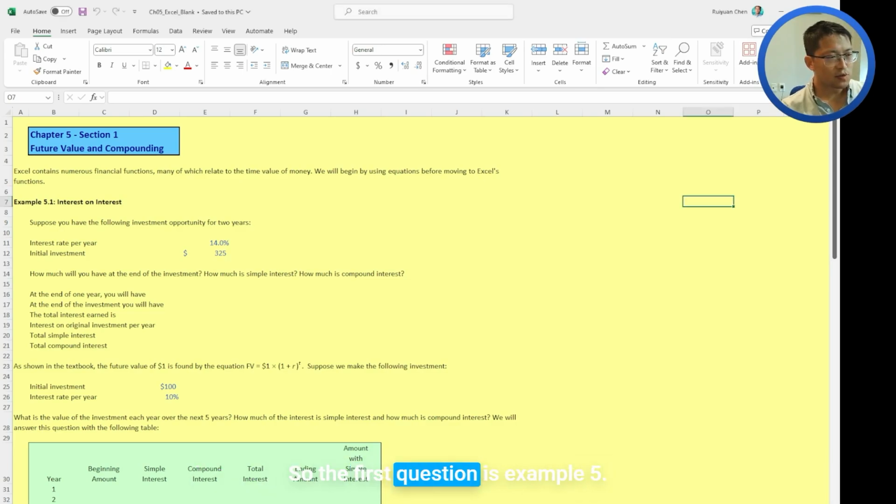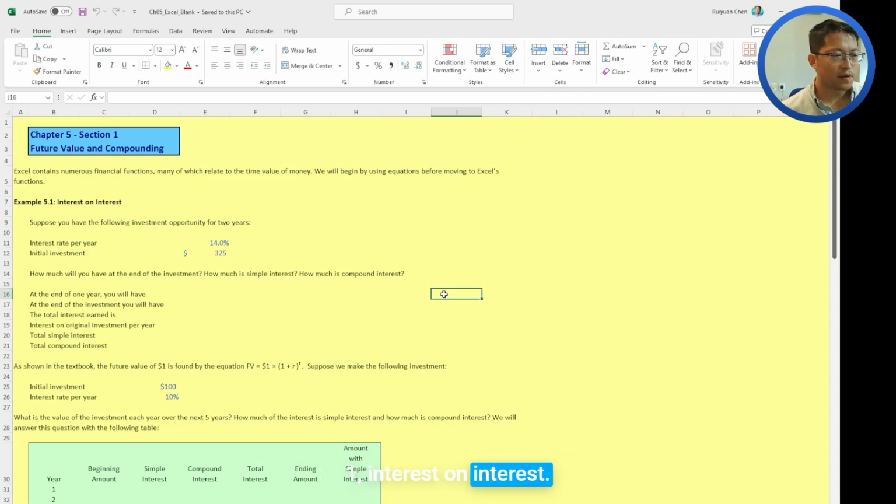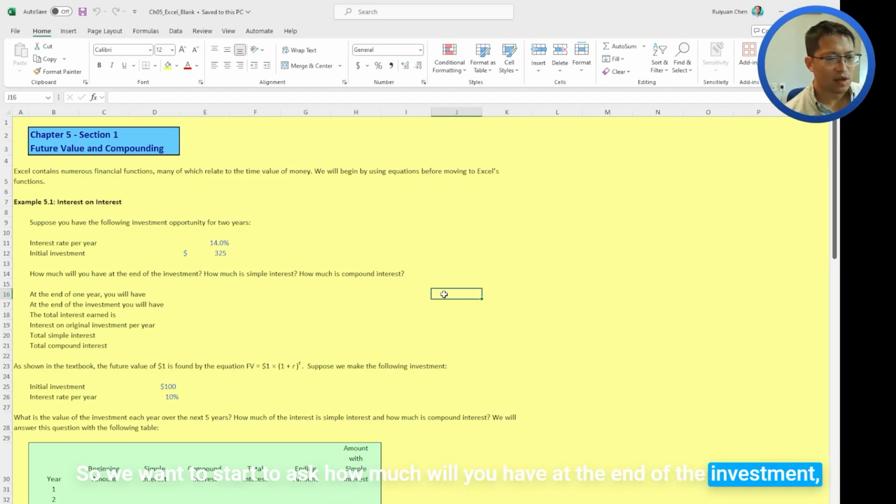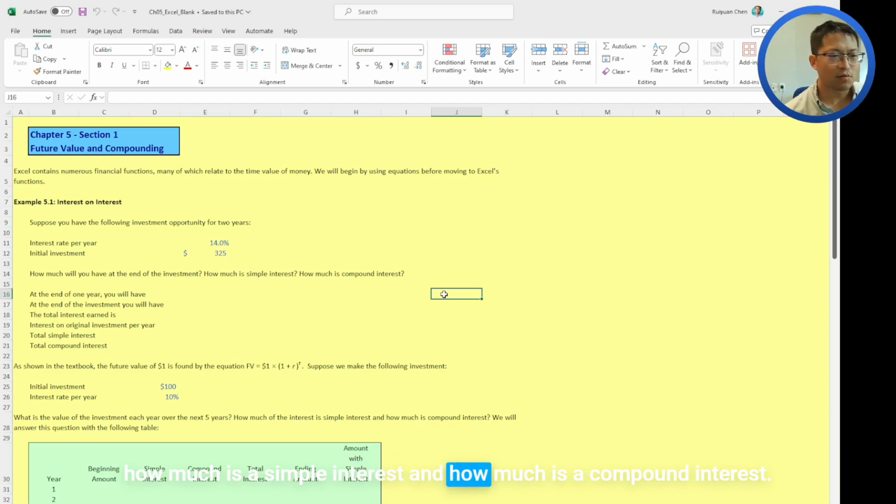So the first question is example 5.1, interest on interest. Suppose you have the following investment opportunities for 2 years, and the interest rate per year is 14%. The initial investment will be $325. So we want to ask how much will you have at the end of the investment, how much is the simple interest, and how much is the compound interest, right? We're going to make a few calculations here.